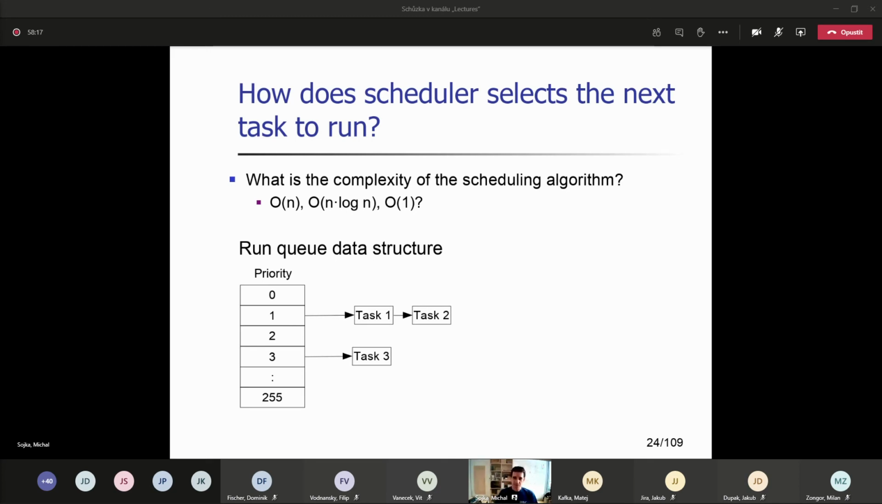So this is how these FIFO schedulers, or fixed priority schedulers as they are called, are typically implemented in real-time operating systems with constant complexity.